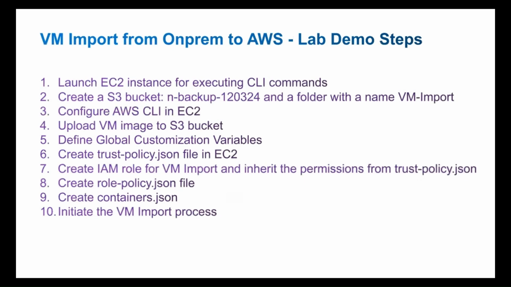The VM import process is going to take some time. We will use the EC2 command line to start the VM import, and once the import is done, we can see that the on-prem image has been converted into an AMI in our AWS.